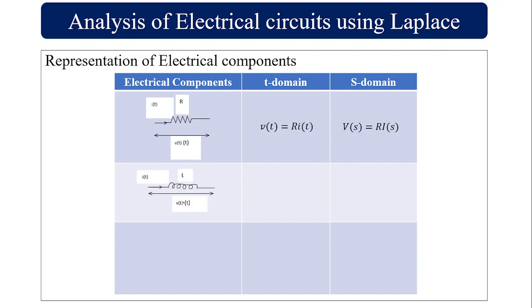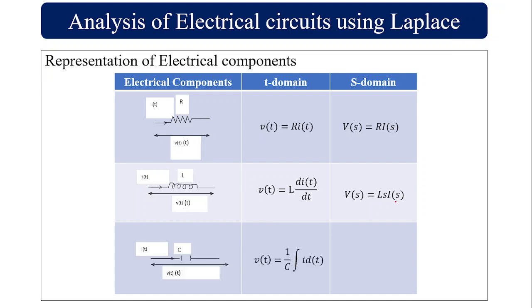Inductance in the time domain is v(t) = L di(t)/dt. In the S domain, after taking the Laplace transform, V(s) = L into the differentiation of i(t), which can be written as s I(s). The capacitance can be represented in the time domain as v(t) = 1/C integral of i dt. After taking the Laplace transform, it is 1/(Cs) into I(s).